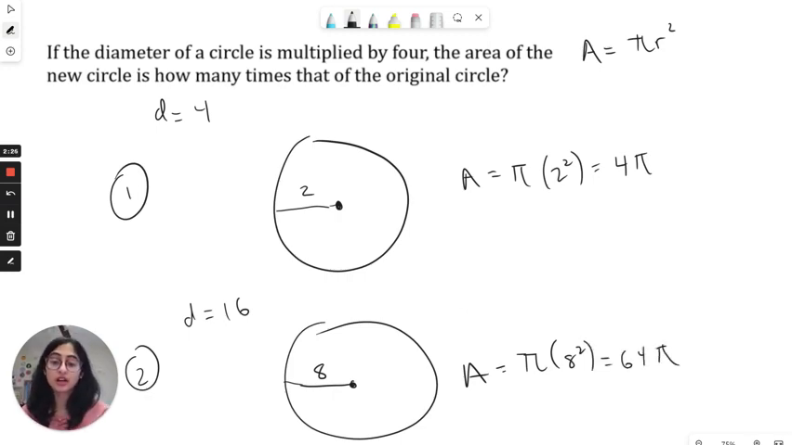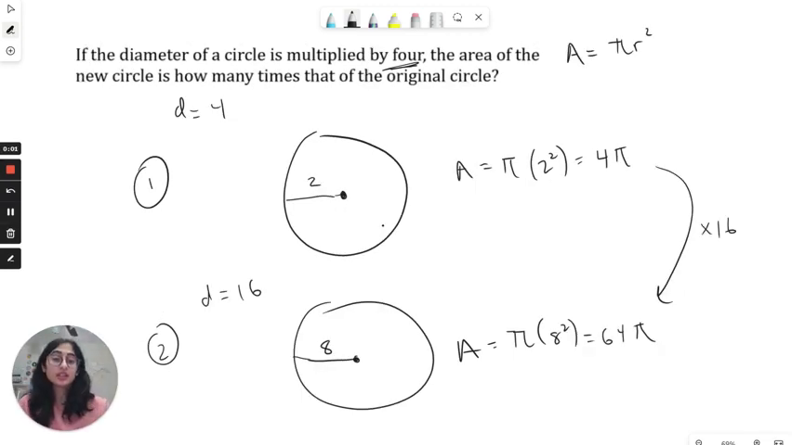Well, the area of the second circle is how many times the area of the original circle? Well, 4 times 16 is equal to 64. So the area of the second circle is 16 times the area of the first circle. Do you notice anything interesting about that? Well, the diameter was multiplied by 4, and the area was multiplied by 16, which is 4 squared. And that is actually the relationship between all of this. So yeah, the answer is 16.